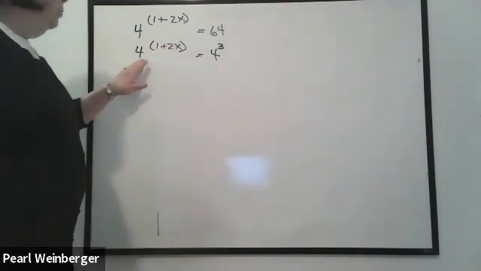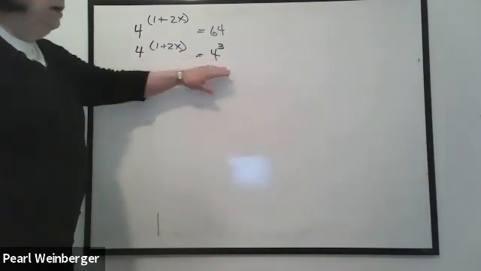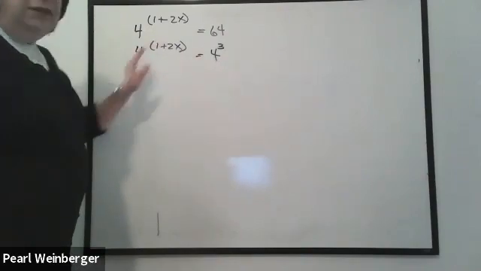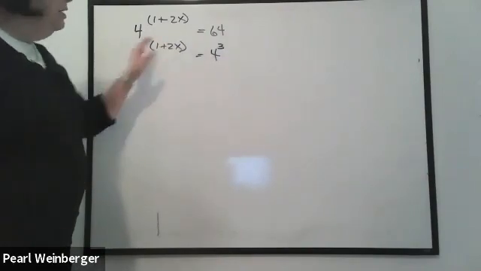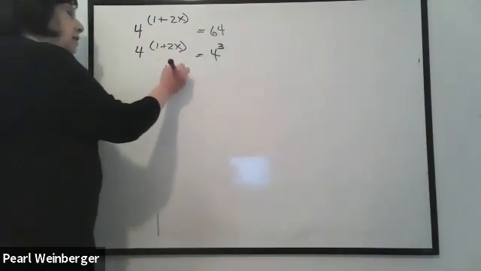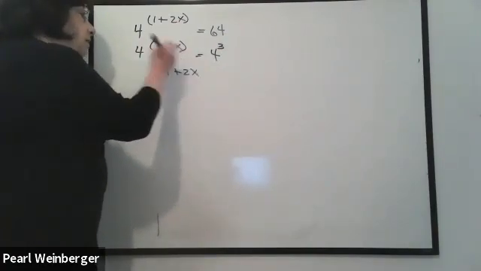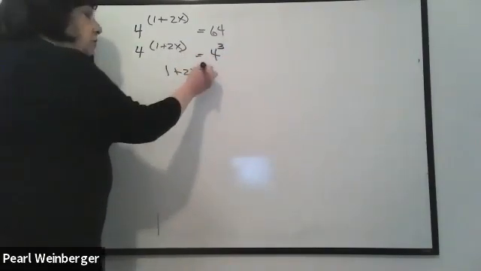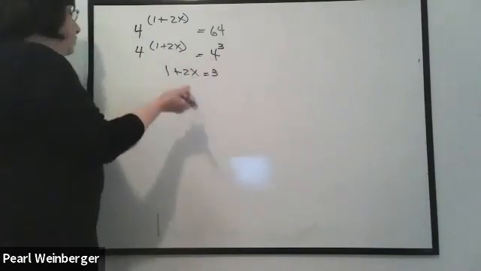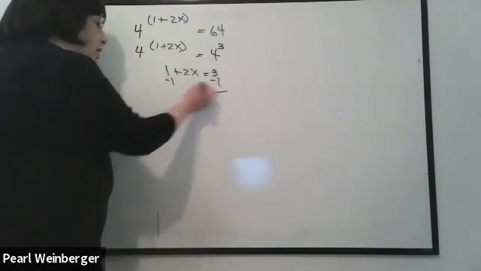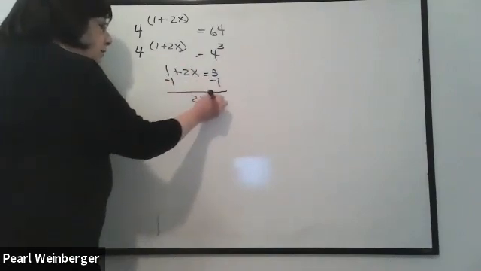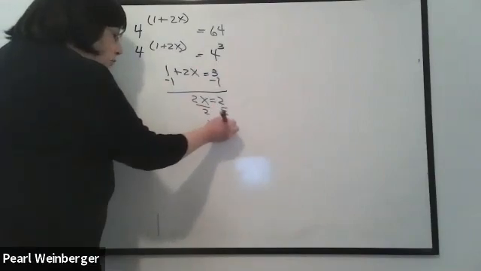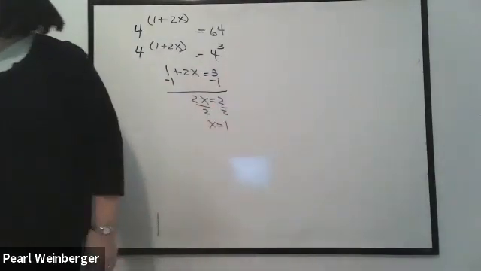And once you have both bases being the same, you don't have to worry about the bases anymore. What you're worrying about is the exponents. The exponents have to be the same also. So that must mean that the 1 plus 2x, which is this exponent of 4, is equal to the 3. And now you have a simple equation to solve. That gives you 2x equals 2. So x equals 1. Your answer would be x equal to 1.